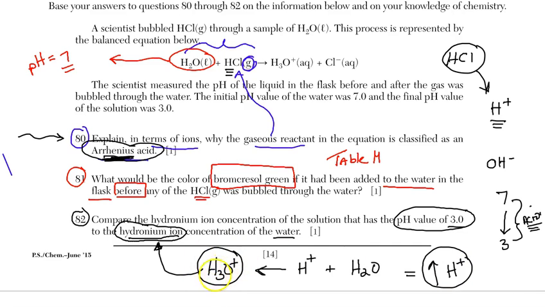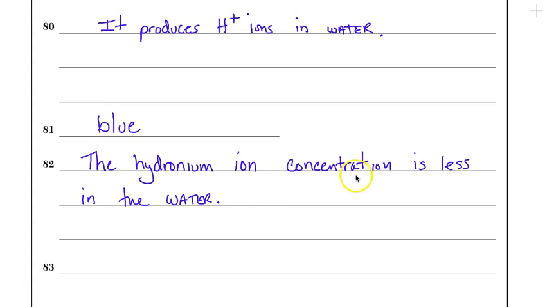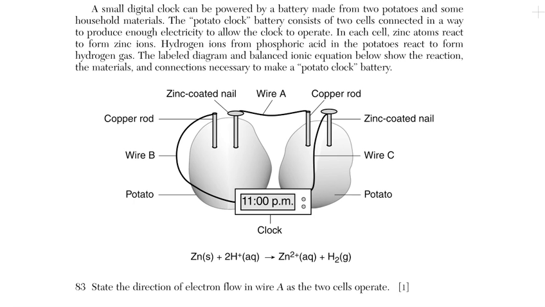So there's a lot more H3O plus in the solution than there is in water. So the hydronium ion concentration is higher in the solution than in the water. Many ways to say this. You can also say that the acidic solution has 10 to the 4 times greater hydronium concentration than the water. Many ways to do this, but they just wanted to compare. The more acidic solution has more of them. That's pretty simple.